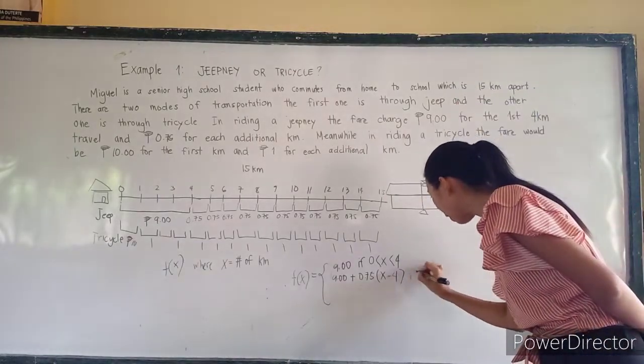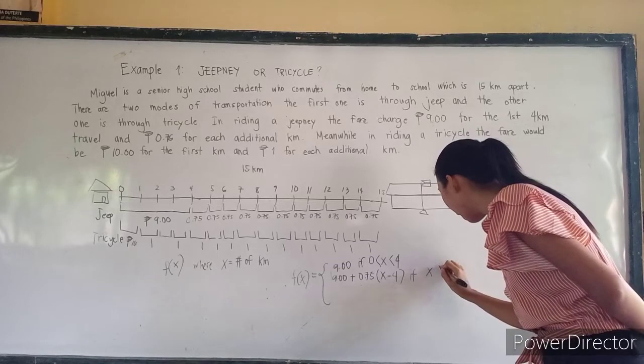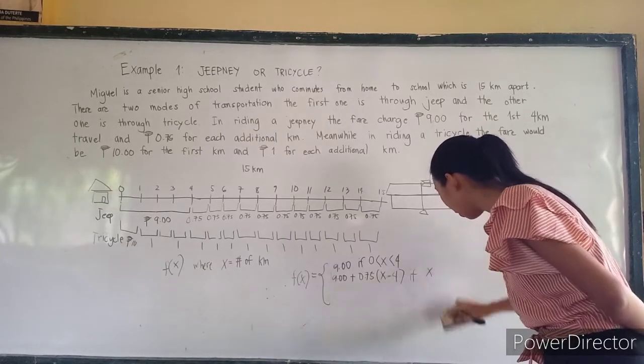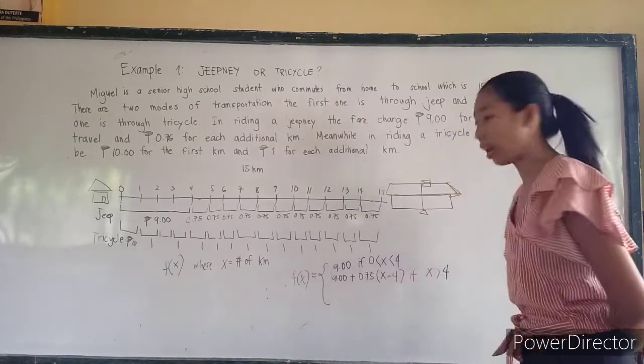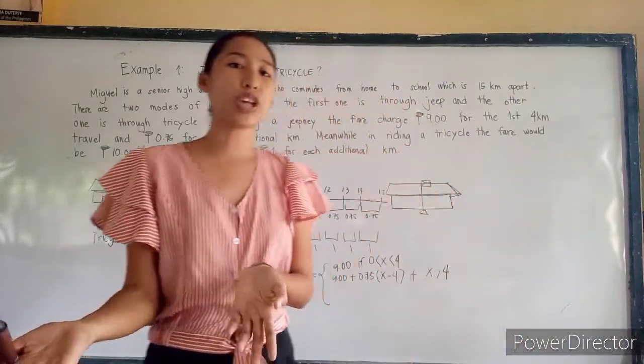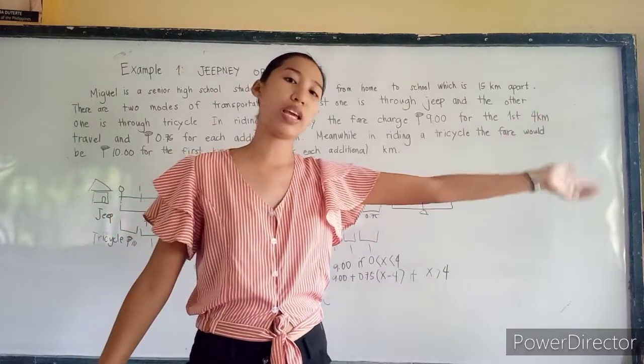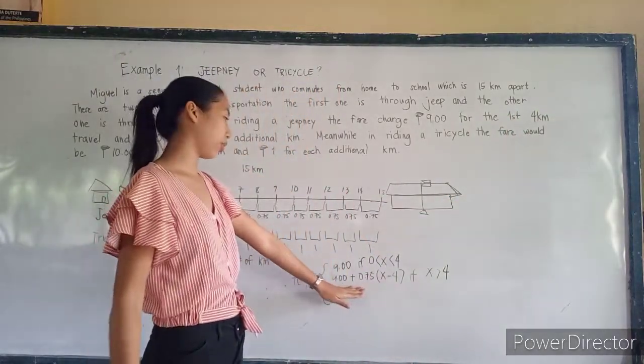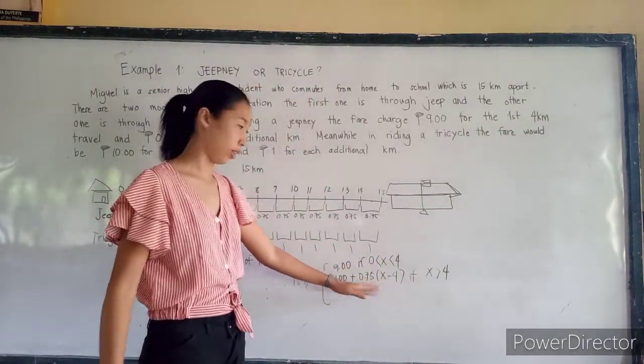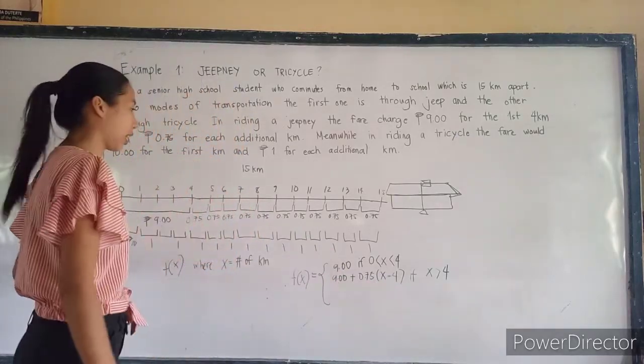Alright? If this is x is greater than 4 kilometers. So, pag magsobra na daw siya, meaning ilampas siya sa 4 kilometers, 5, 6, 7, 8, and so forth, muna itong gamiton nga function. Right? How about this a tricycle?